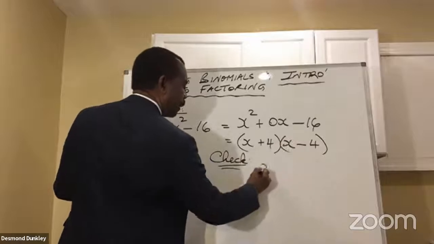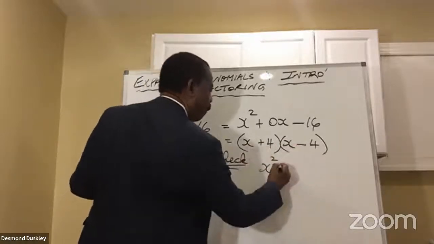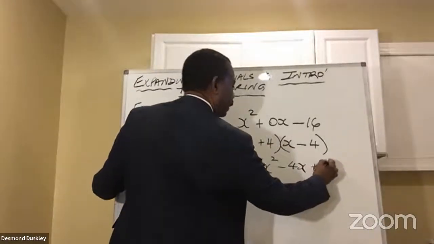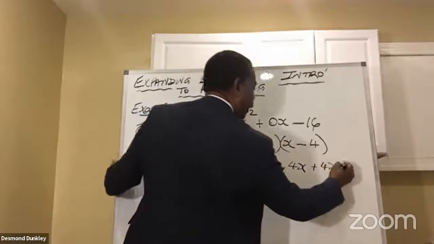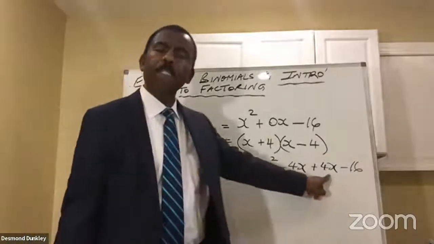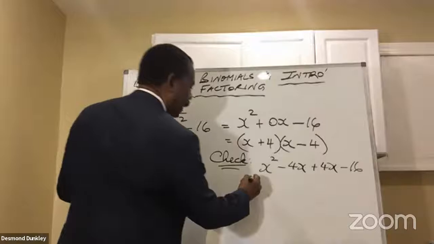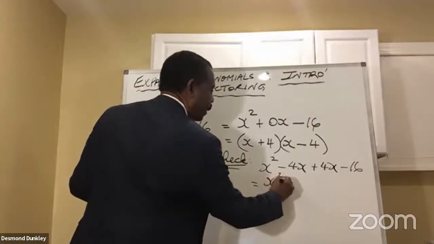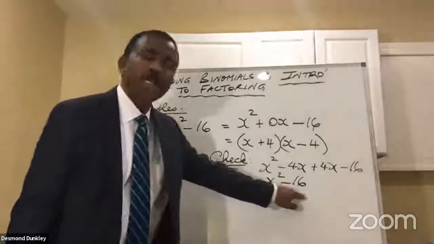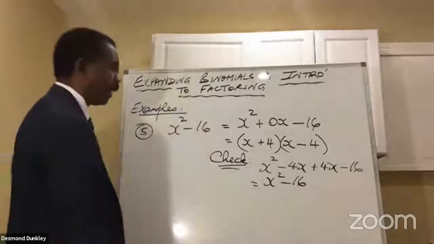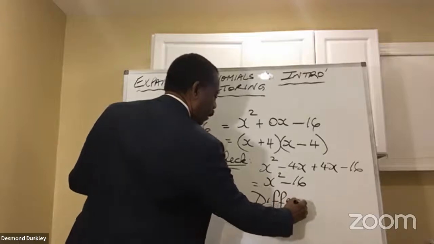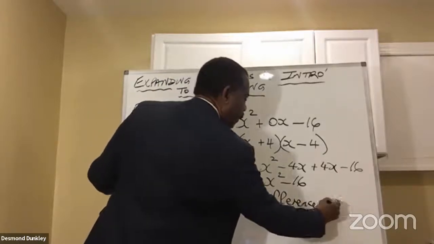x times x, x squared. x times negative 4, negative 4x. 4 times x, positive 4x. 4 times negative 4, negative 16. If you notice, negative 4x plus 4x, 0. So that's equal to x squared minus 16. These are very important. They are called difference of squares.